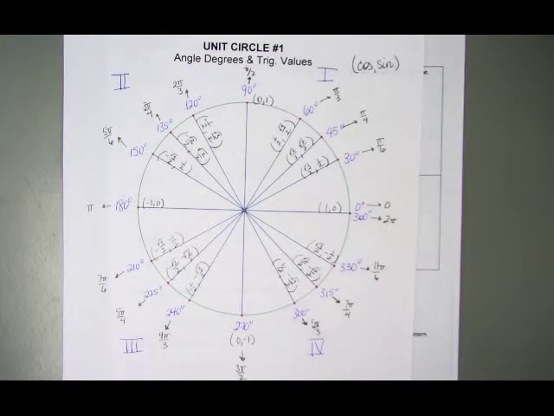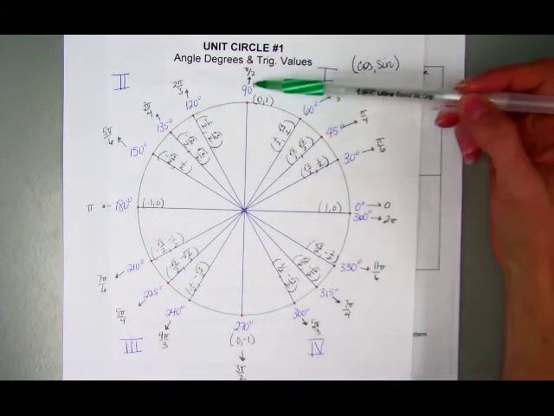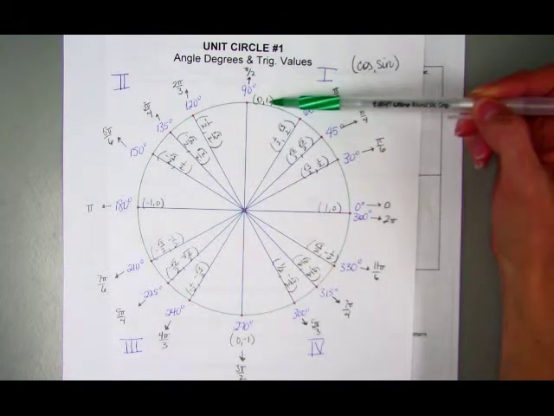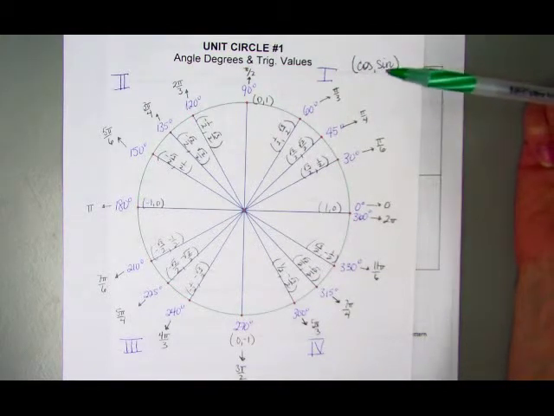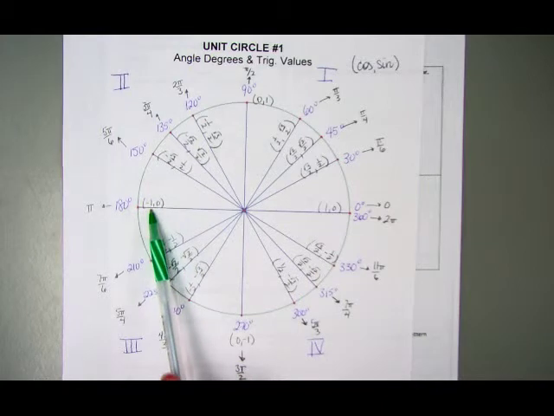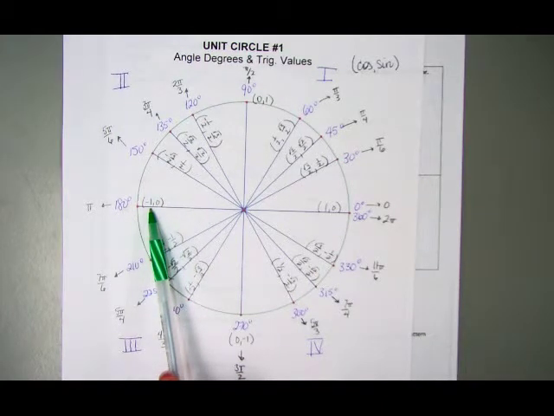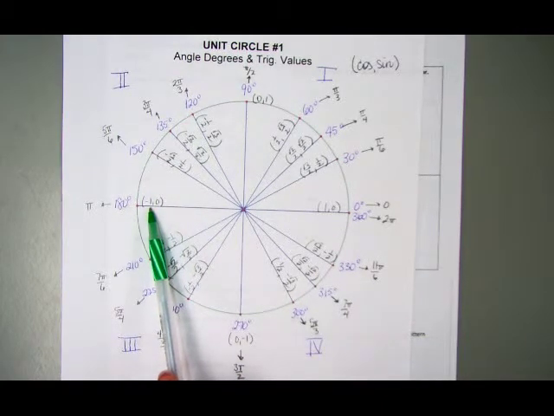Since I know where my radians are on my unit circle, if I look for the sine of pi over 2, pi over 2 would be 90 degrees. My sine value is going to be 1. So letter A is 1. In letter B, I'm looking for the cosine of pi. Cosine of pi is the same thing as the cosine of 180 degrees. So if I look at the cosine of 180 degrees, I get negative 1. So letter B is negative 1.